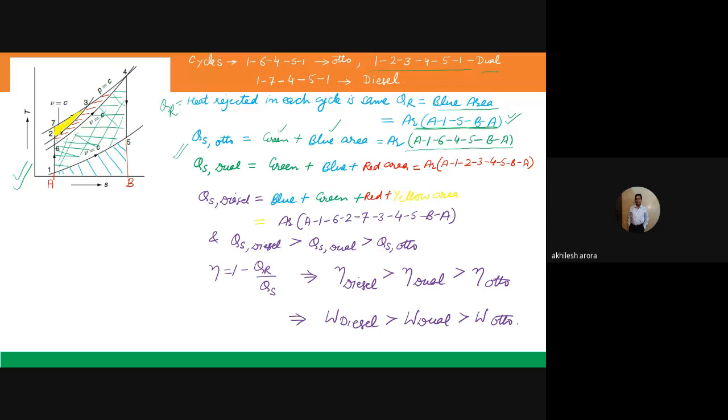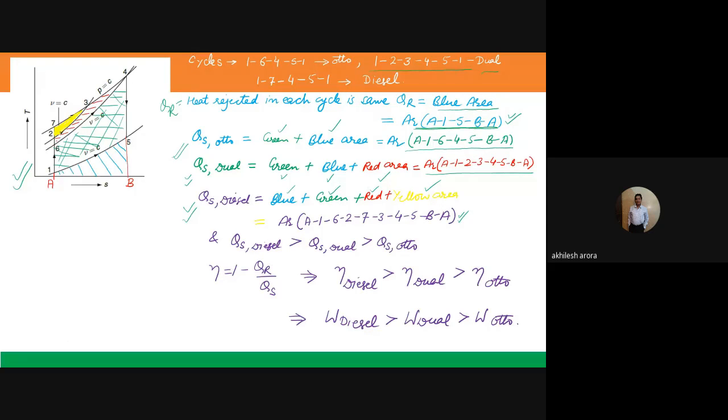Then we can go for the dual cycle. In case of the dual cycle, we have green area plus blue area plus red area. This represents the heat supply in case of the dual cycle. You can note down the numbers. The area is A123455BA. Then we can go for the diesel cycle heat supply. We just add the yellow area to the area of the dual cycle: blue area plus green area plus red area plus yellow area. This is actually area A162735BA. And now we know in which case the area is maximum for the heat supply.